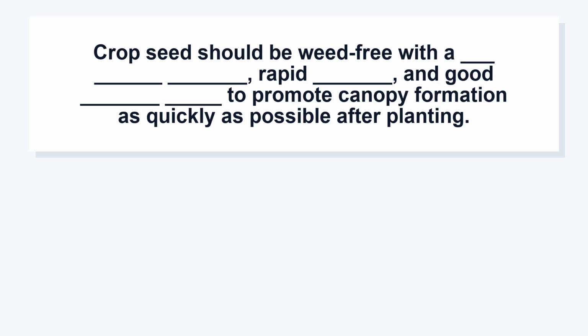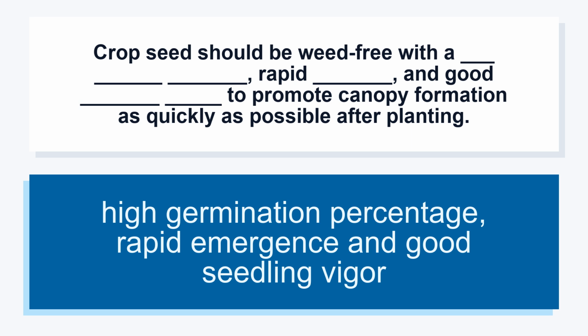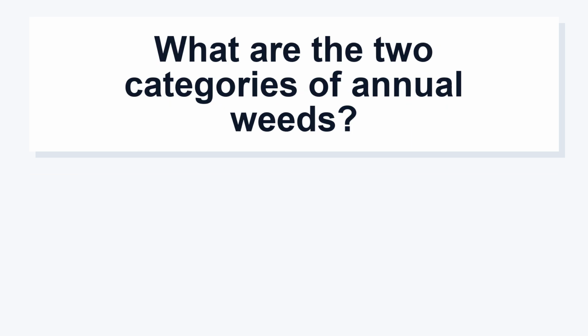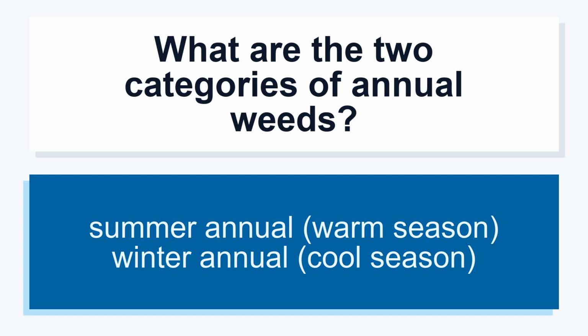Crop seed should be weed-free with a high germination percentage, rapid emergence and good seedling vigor to promote canopy formation as quickly as possible after planting. What are the two categories of annual weeds? Summer annual, warm season, winter annual, cool season.